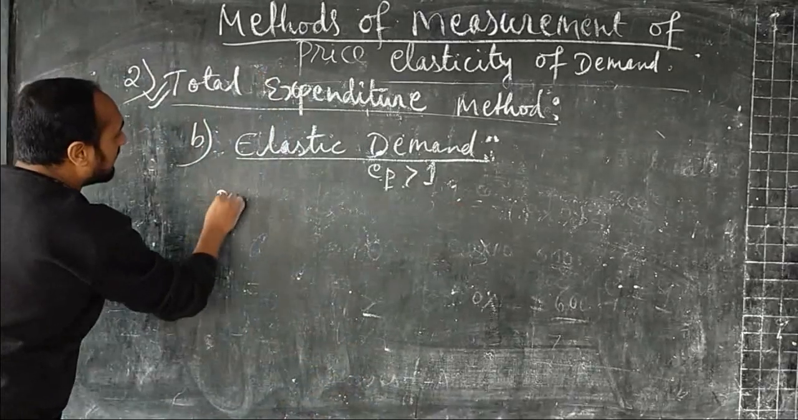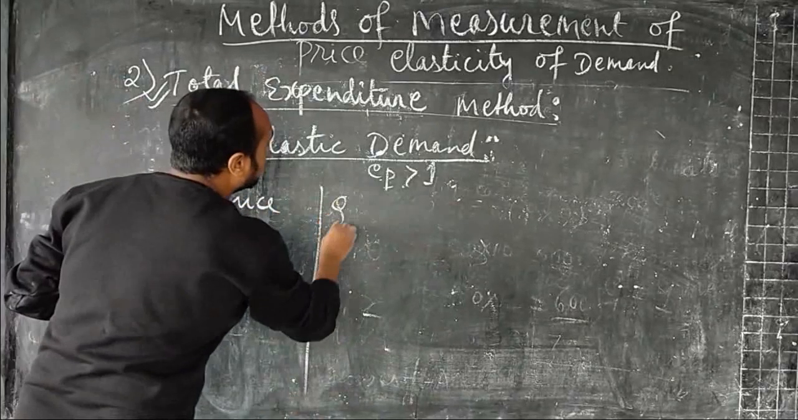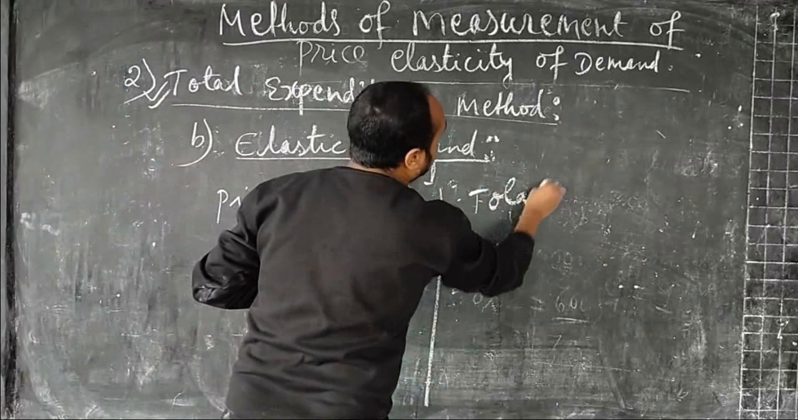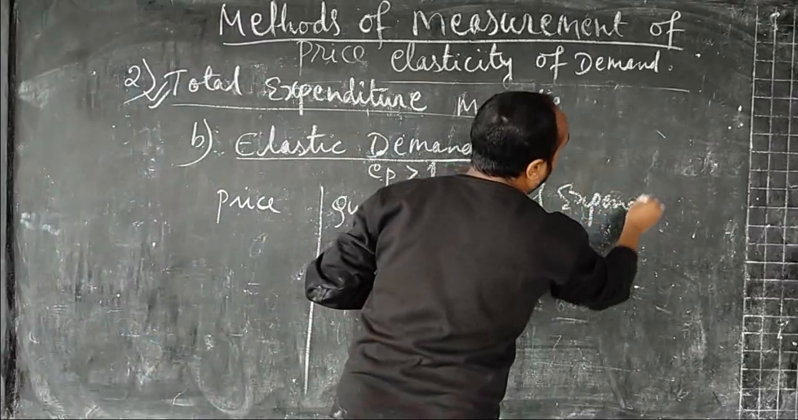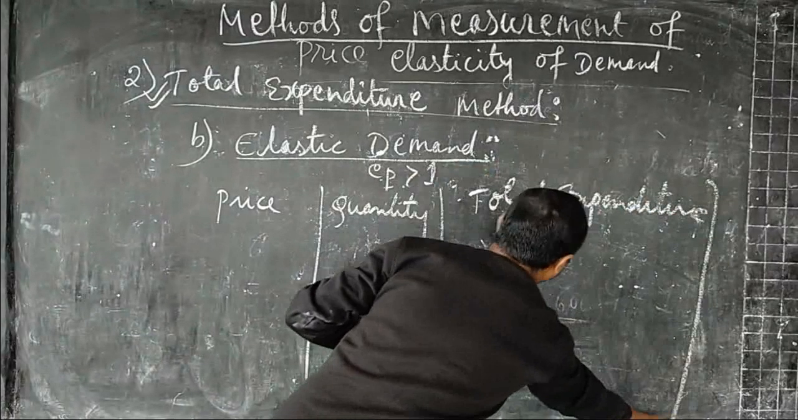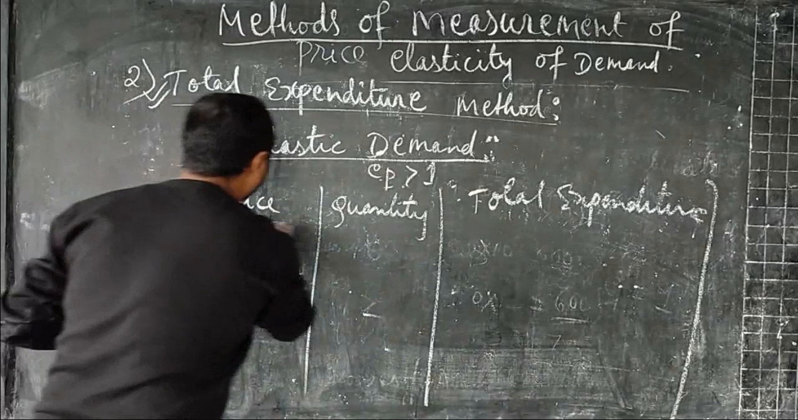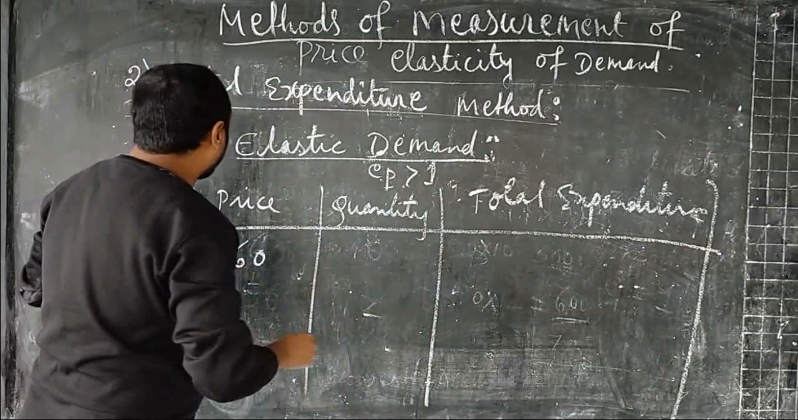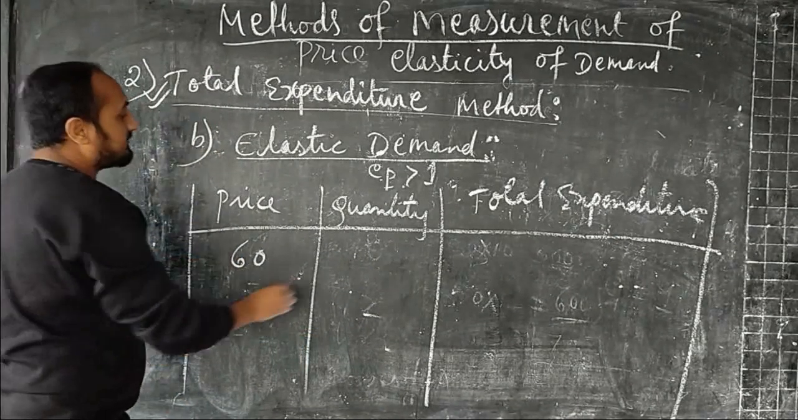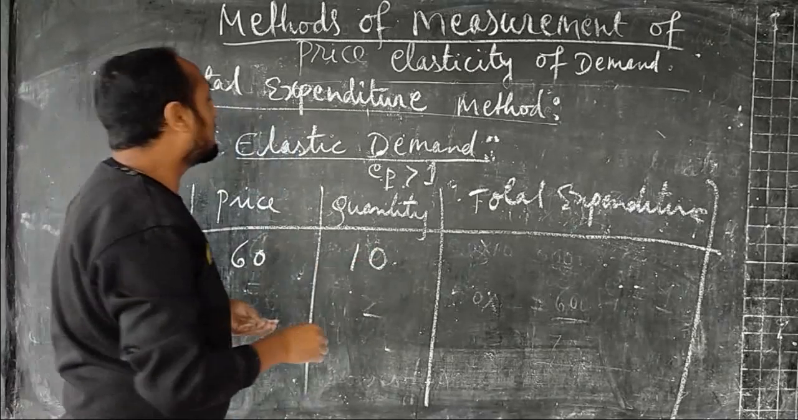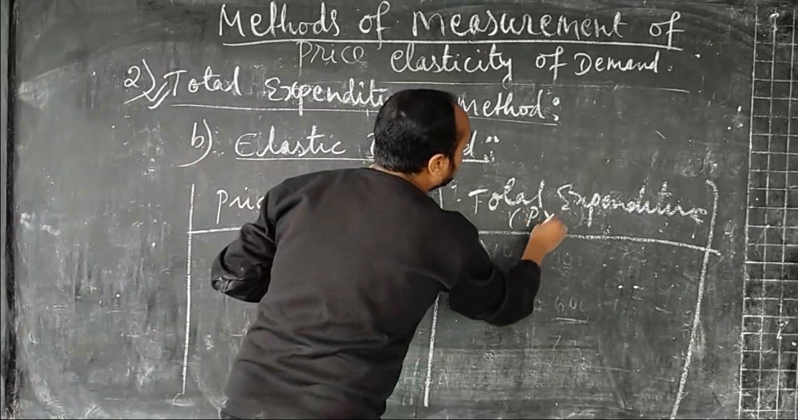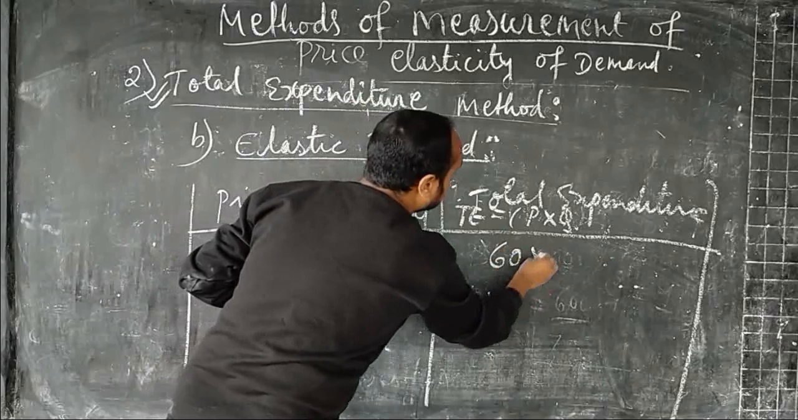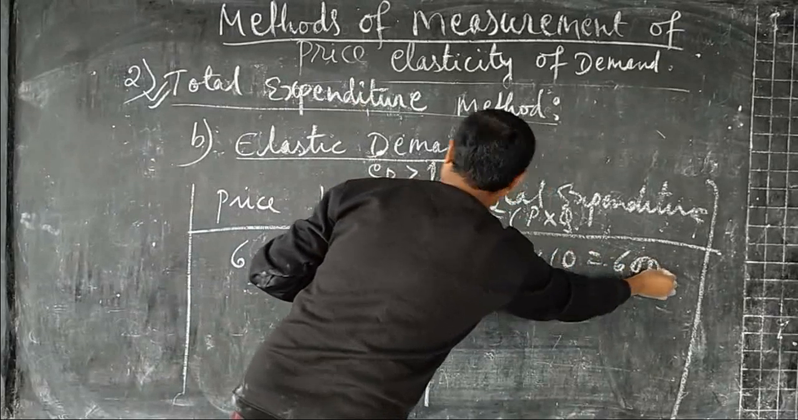Let's consider we have price, quantity and total expenditure. Suppose the price of the commodity is 60, and at price 60, the consumer is purchasing 10 units. So total expenditure will be P into Q, price 60 into 10 units. So here we will get 600.